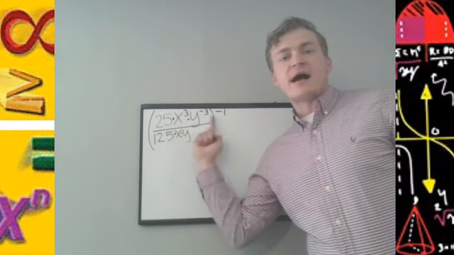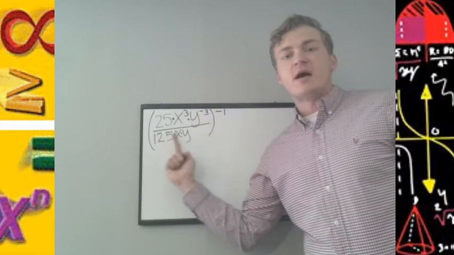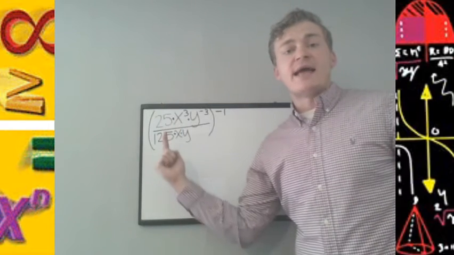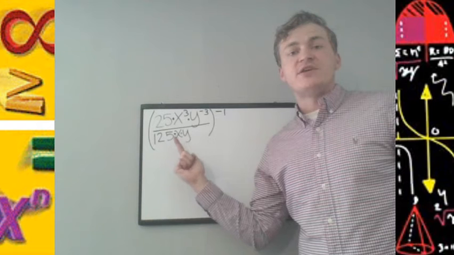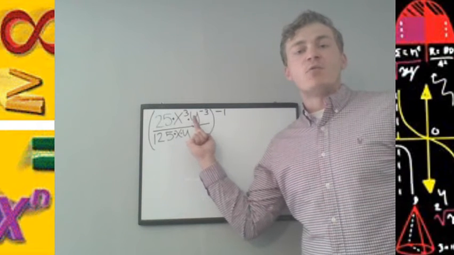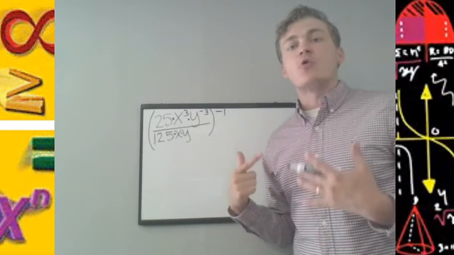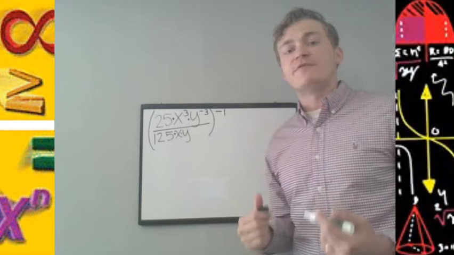But in our numerator, I can't simplify the 25 with the x, with the y. In the denominator, I can't simplify the 125 with the x with the y. But I can jump up and down and simplify the 25 with the 125. I can simplify the x cubed with the x. I can simplify the y to the negative 3 exponent with the y, using our quotient rule for exponents, as well as using our rule for simplifying fractions.